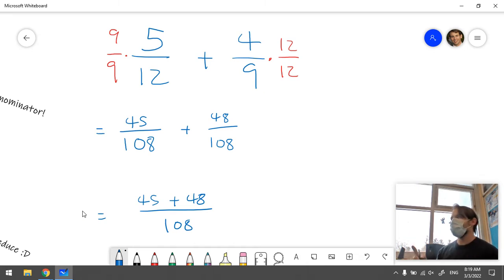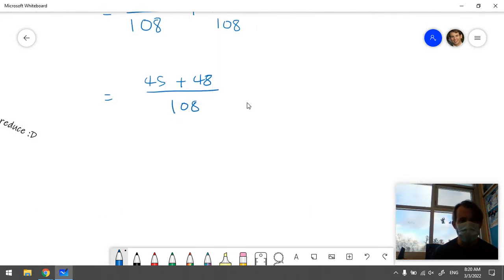If I'm adding 1/3 to 1/3, I will have 2/3. It does not change the number that's on the bottom. If I'm adding 3/7 to 2/7, I will get 5/7. They'll all still be sevenths, but now I'll have 5 of them. Here, it's harder to imagine 108ths, but it's the same principle. So now 45 plus 48 gives me 93. 93 over 108.